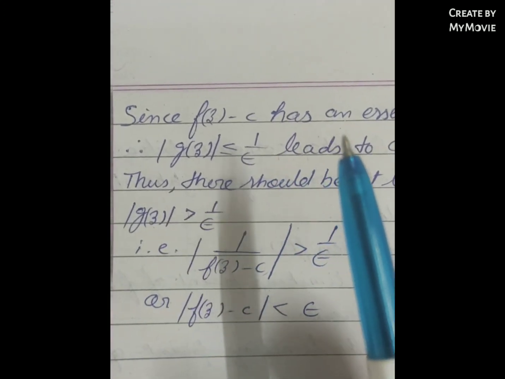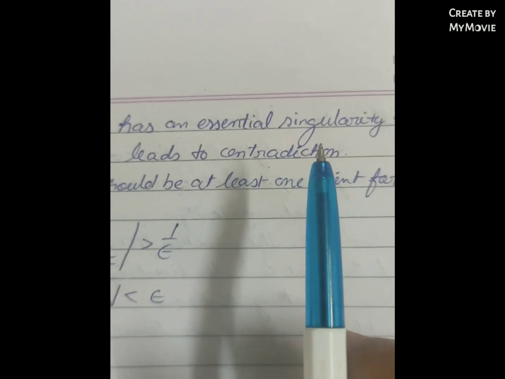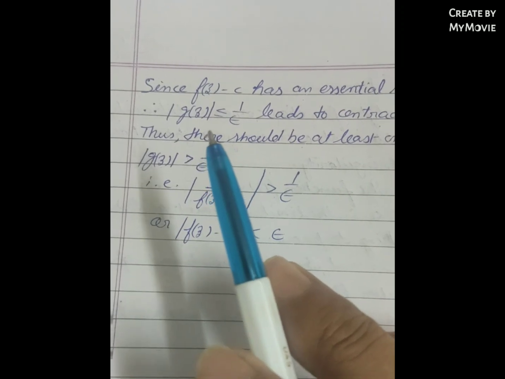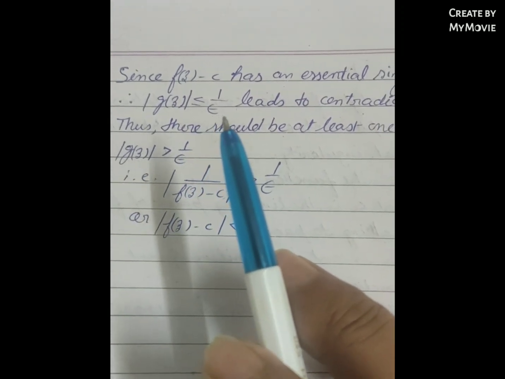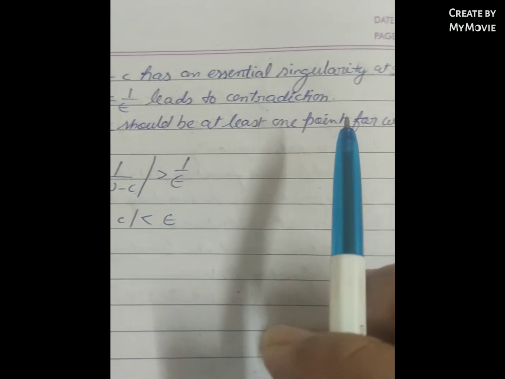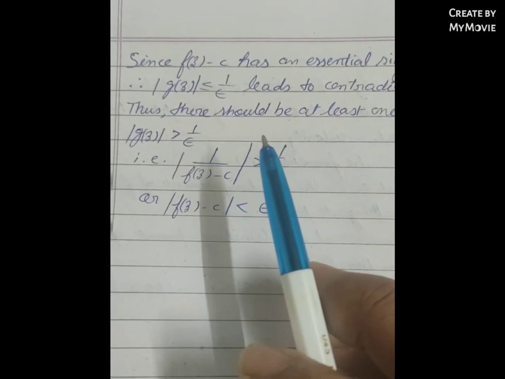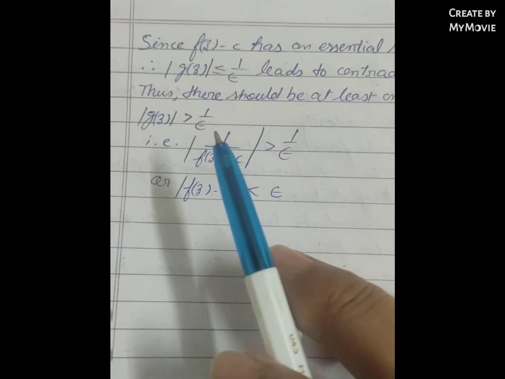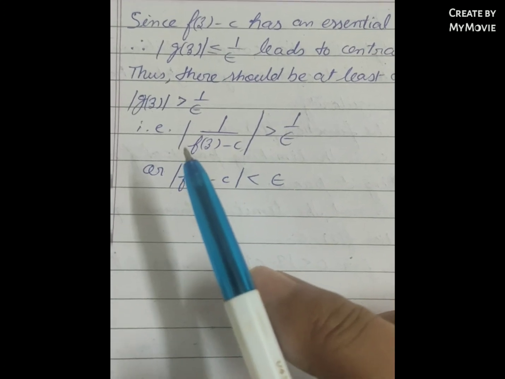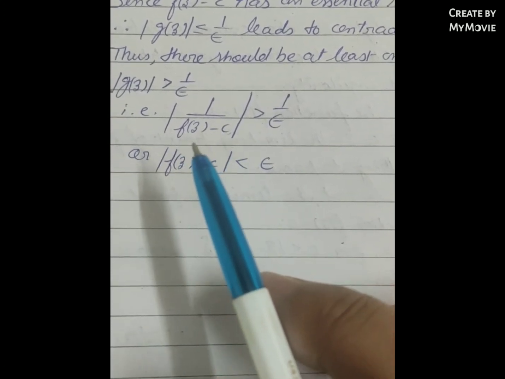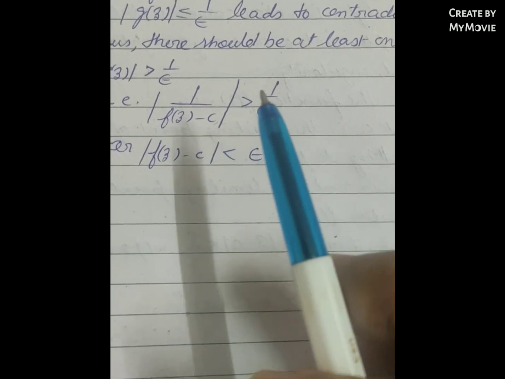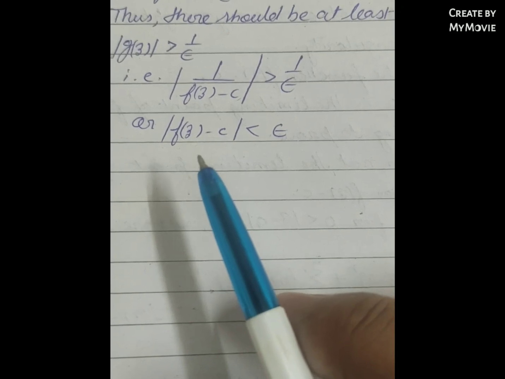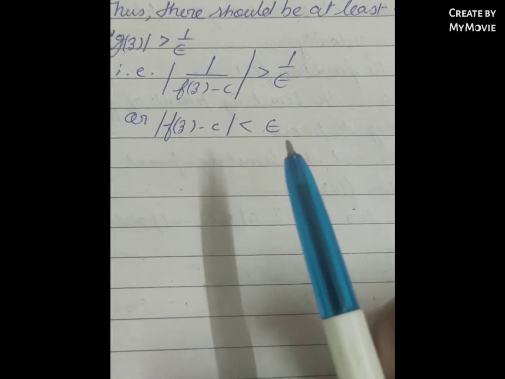Suppose f(z) minus c has an essential singularity at z equal to a, as given, so modulus of f(z) less than 1 upon epsilon leads to a contradiction. Thus there should be at least one point for which modulus of g(z) is greater than 1 upon epsilon, that is, modulus of 1 upon f(z) minus c is greater than 1 upon epsilon, or modulus of f(z) minus c is less than epsilon.